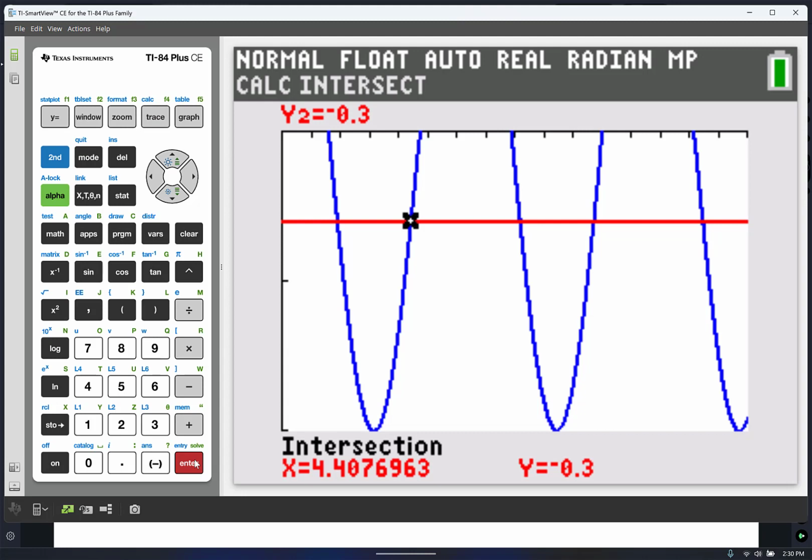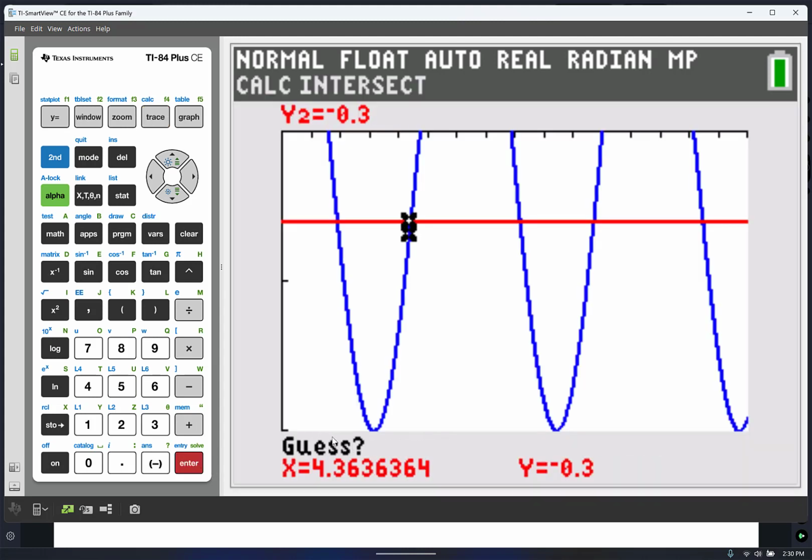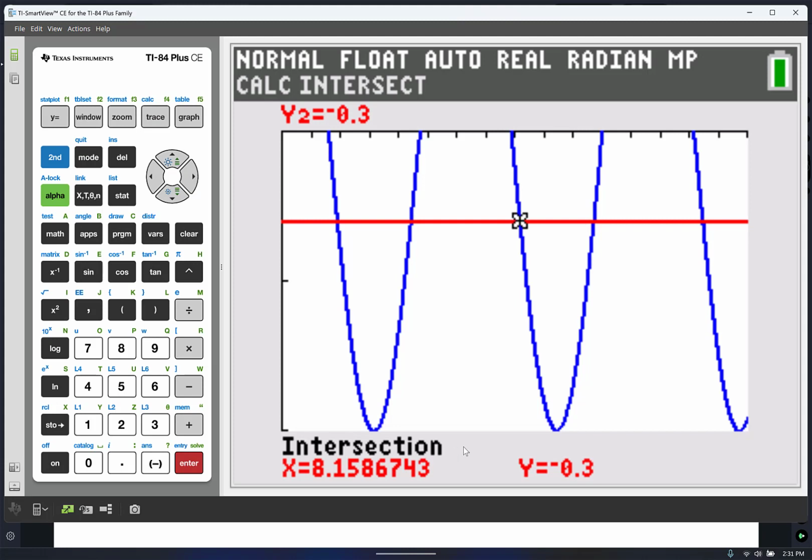Do you guys see what's going on? Let's do it again. Ramos, tell me what I do. I want to find the third one. I push what? Look, I'm going to show you how to do it, and then you're going to tell me again. Ready? I push the calculate button. Second, calculate, the trace button, and then I push the number 5 because that's what I want. I'm going to push enter twice, and when it says guess, you scroll to the one you want. I want the third one. You just got to get close to it, and you push enter until you see the word intersection. And see how 8.158, that was one of my answers?